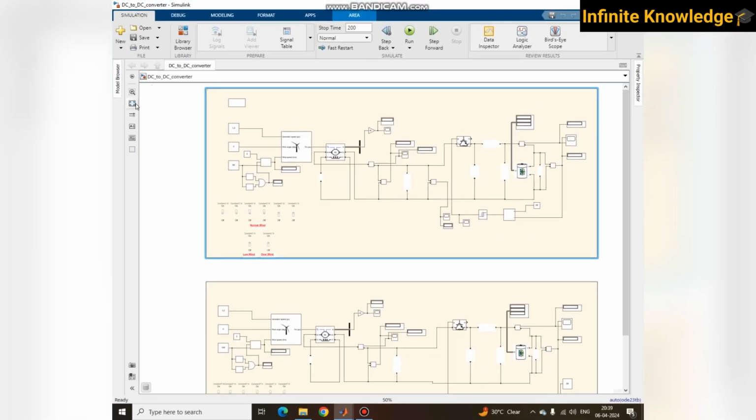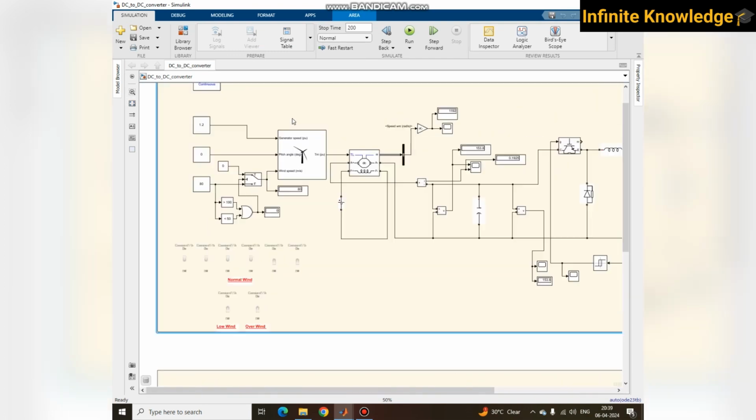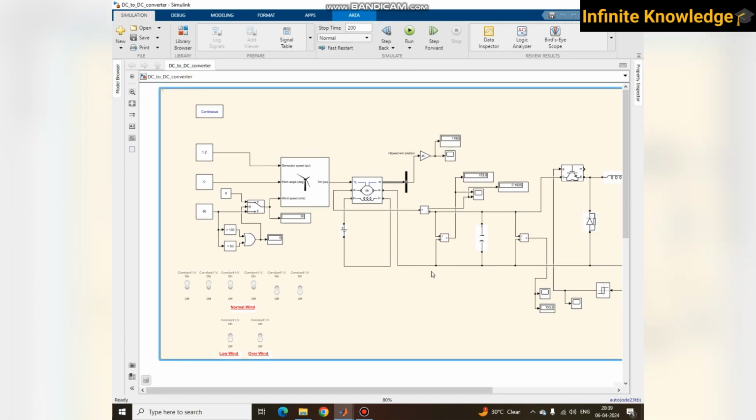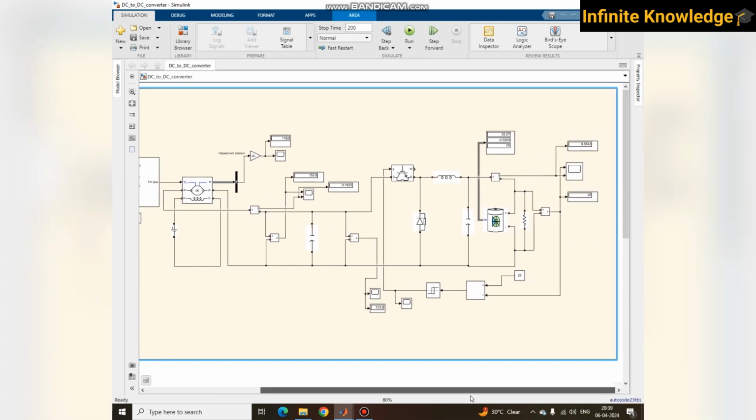I am back with again the simulation project of Matlab. And what is the project, which concept is considered here? It's basically a DC to DC converter which is specifically connected to the wind system. You can see here this is a wind system, a wind generator that generates a voltage. And actually the DC to DC converter is here.